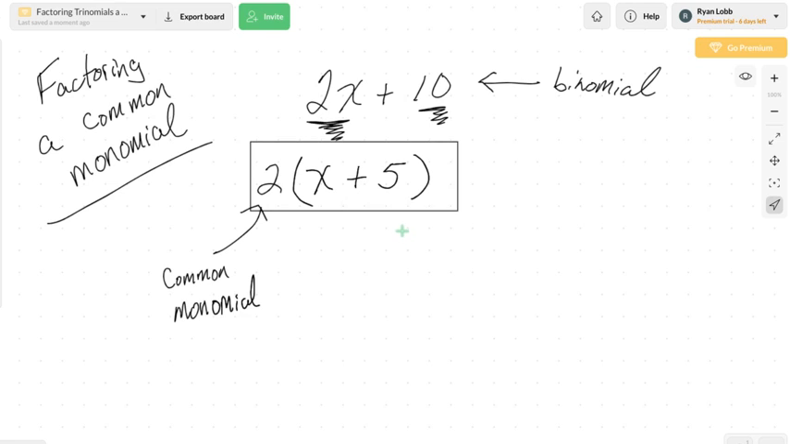Notice it's the reverse of distributing. If I started here, I could distribute the 2 into here and into here, and now we'll get up here what I started with. But now we're working backwards. So we're taking out this right here. This 2 is that common monomial. So take out the 2 there.